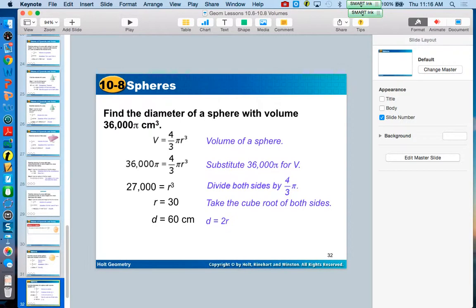I guess I didn't finish that last problem. We had to get the diameter. We had to take it times 2.